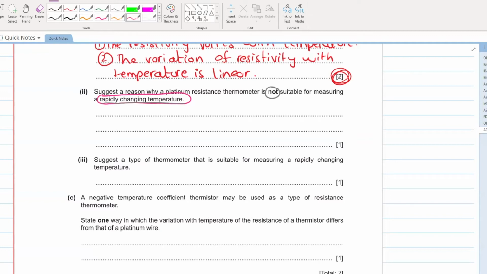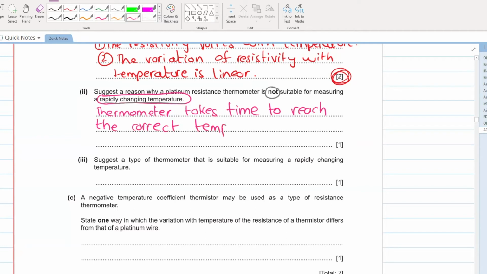Can you see this is a typical thermometer? Yes, there is a delay. Very good. There is a delay for the thermometer to reach the correct temperature. You will say there is a delay, or the thermometer takes time to reach the correct temperature. Let's further move ahead.